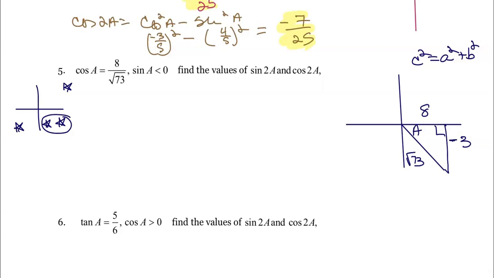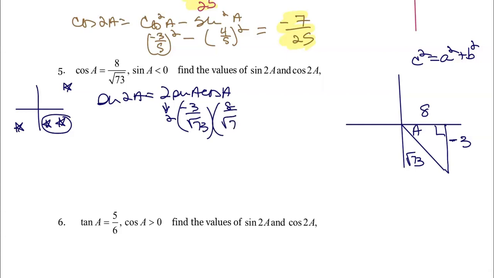Okay, so let's see if we can get these two. So sine 2a equals, lost my head there, equals 2 sine a cosine a, bring down the 2. Sine a is negative 3 over radical 73. That's good. Cosine a is 8 over radical 73. And that ends up being a negative 48 over 73. Okay, so that one's done.